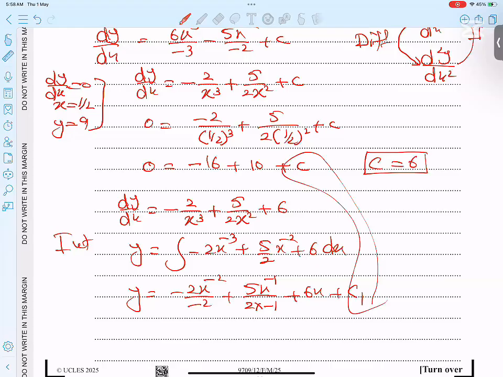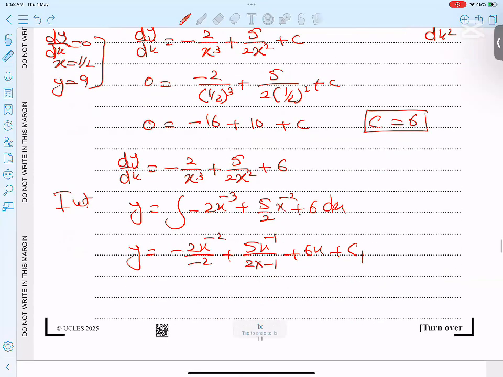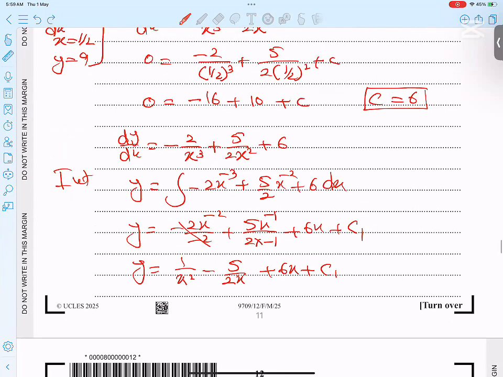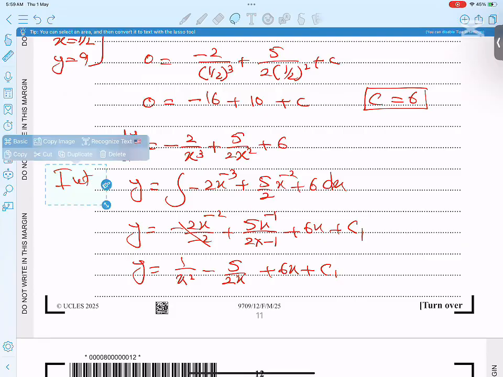That is c to the c1. It simplifies maximum, so this I'm getting cancelled. I'm getting 1 over x to the power 2, negative 5 over 2x. Okay, and then I can say plus 6x and plus c1. Now I have to plug in the other pair, that is x half and y that. So when I plug in this value here, students, let's see what happens then.